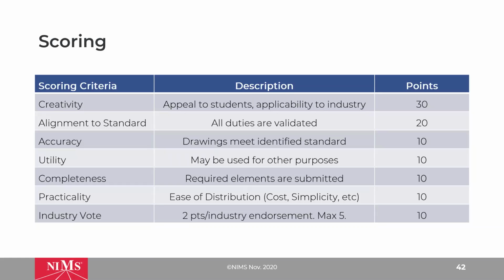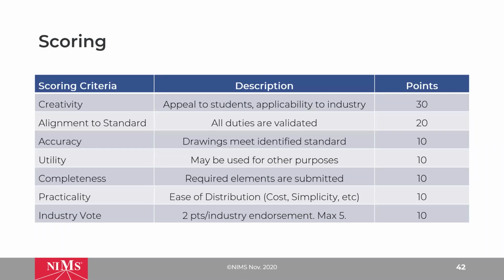And then utility is another scoring criteria. So, there can be really creative and exciting projects that don't have utility, but there can also be some really cool projects where whatever the student is making can be used for other purposes. Completeness, obviously making sure that all the required elements are submitted. Again, not to beat a dead horse, but we want to make sure that whatever we're given can be easily replicated. So if a student in Maine performs this project and a student in Iowa performs this project, the experience is the same.